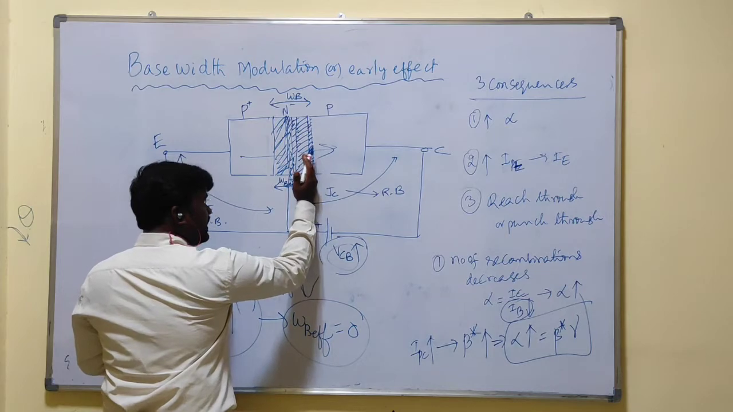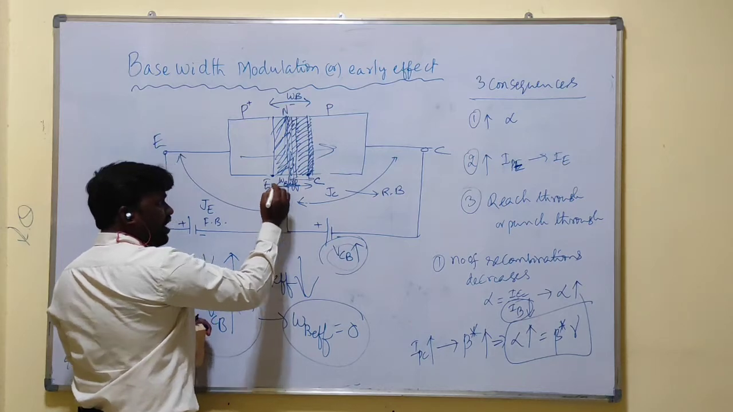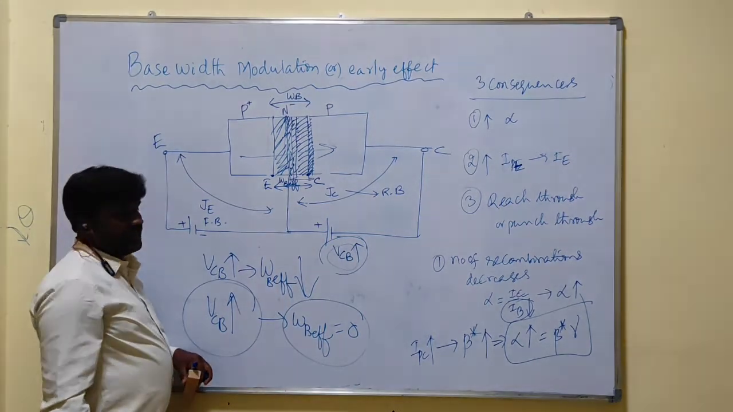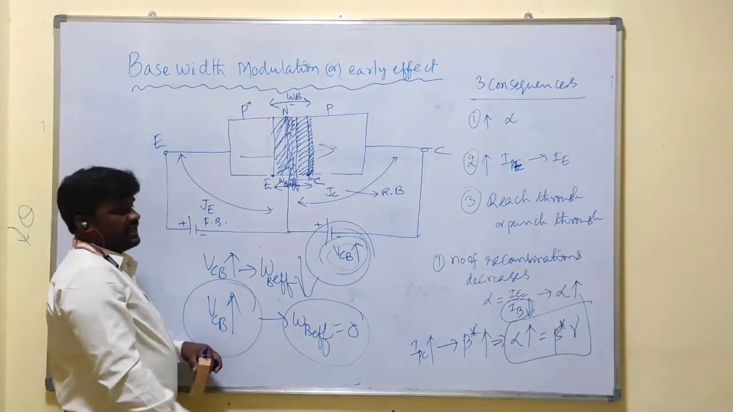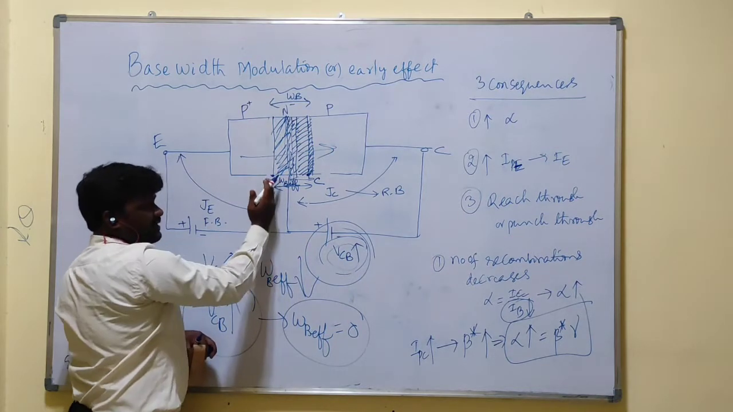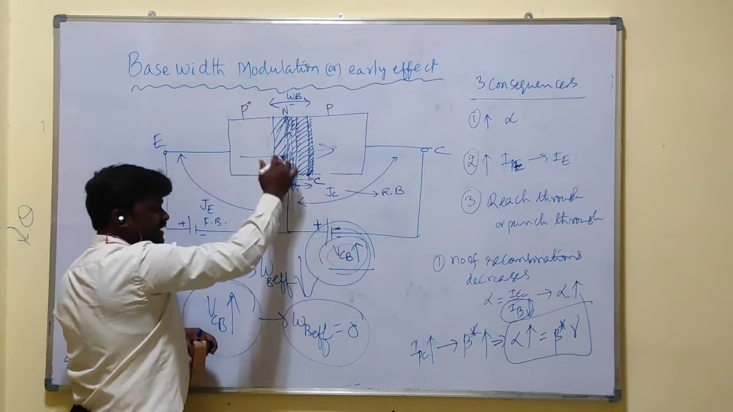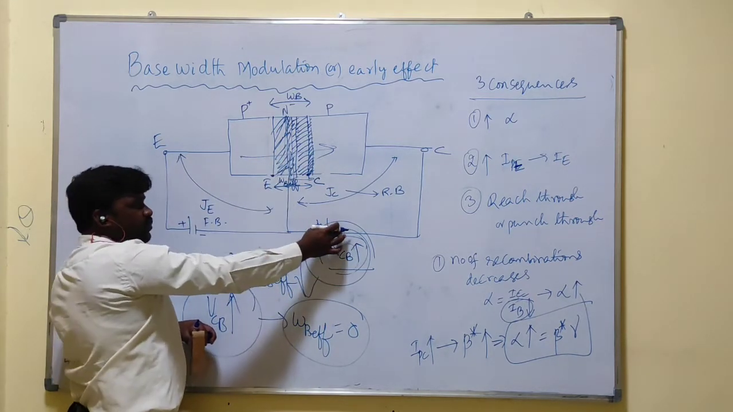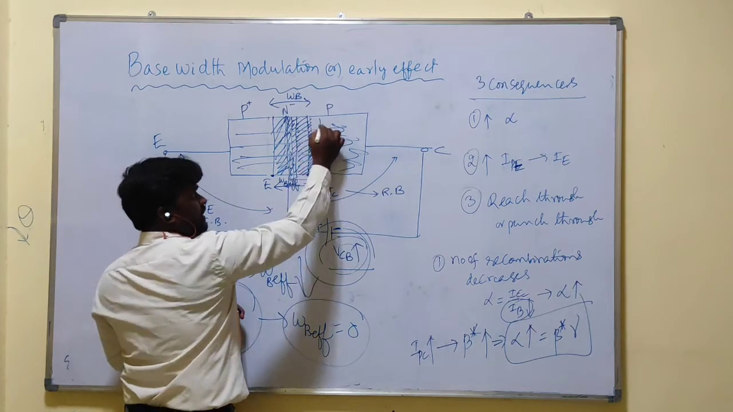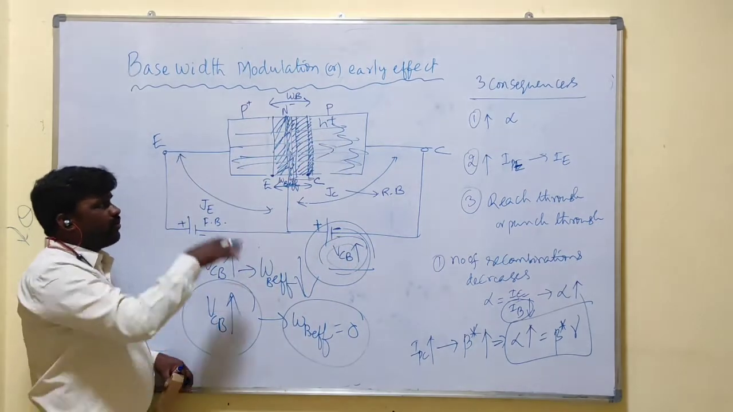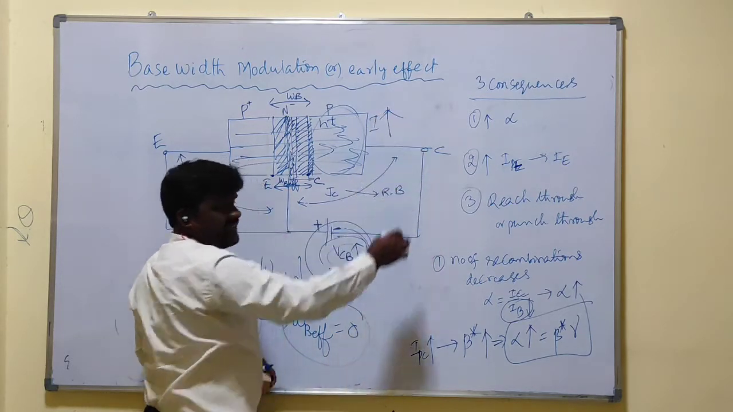After reaching the emitter here, we can say the collector and emitter are electrically shorted. As these are electrically shorted, this large reverse bias voltage will appear at the emitter region. As this large voltage appears, this one is negative and this is positive, so here we have more negative voltage. This more negative voltage can attract more number of holes from the emitter region. As it attracts more holes, the current in the collector region increases.